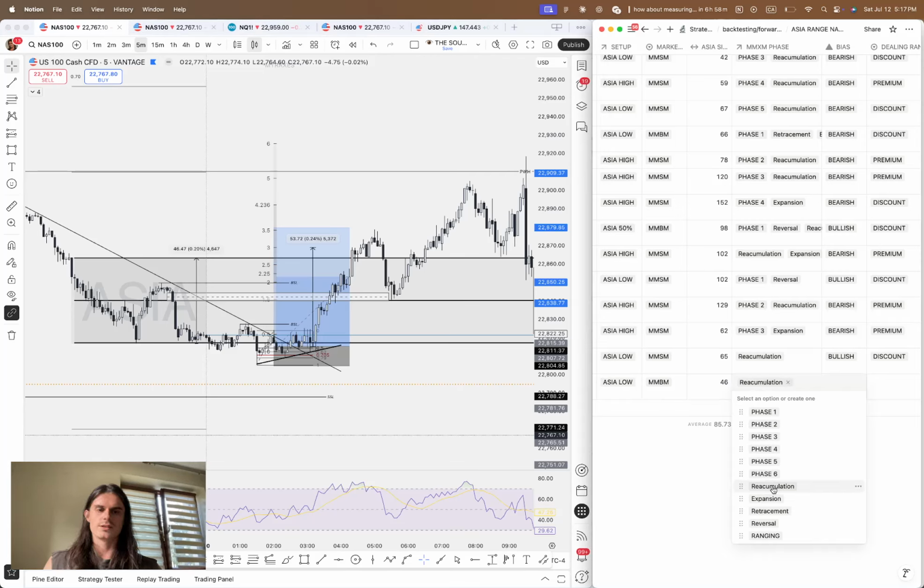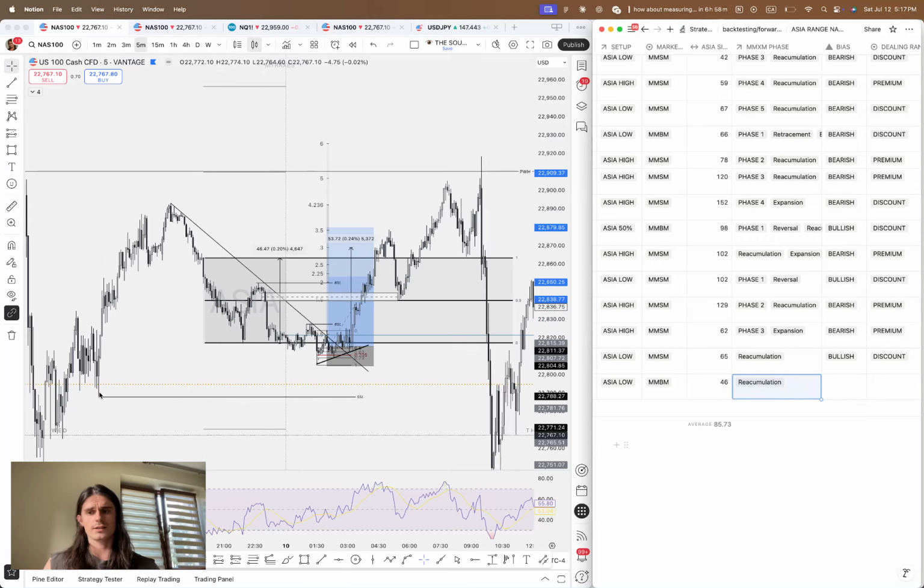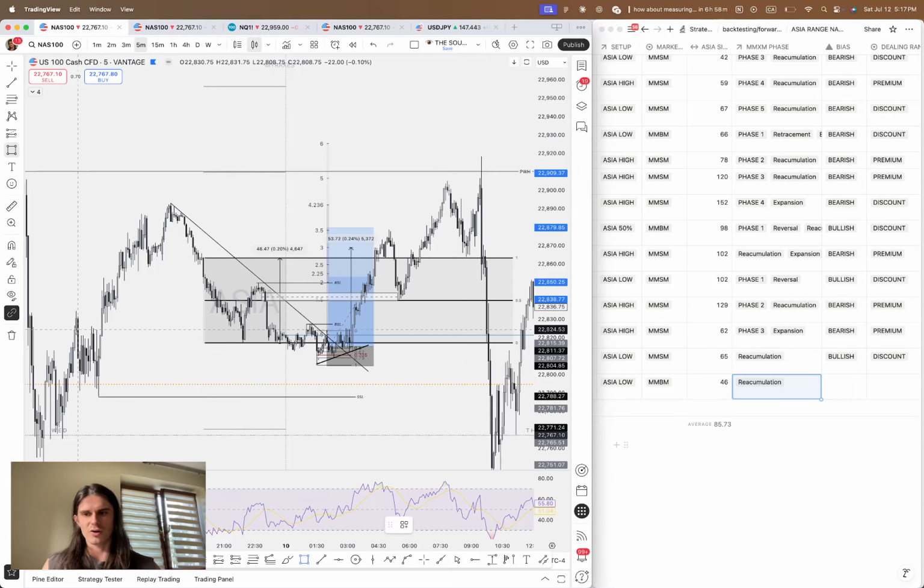That's the reaccumulation. I don't know which phase it is. I need to zoom out. I don't want to do it right now. But anyways, there was a sell side liquidity that was actually sexy. But again, here was this huge order block. Let me call it the way I want to call it.